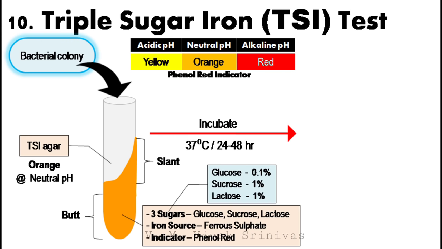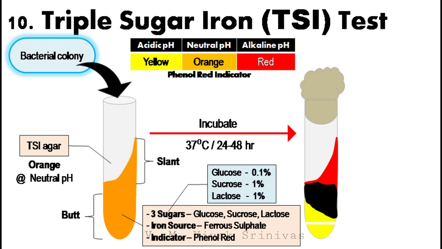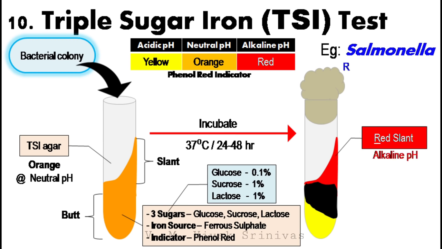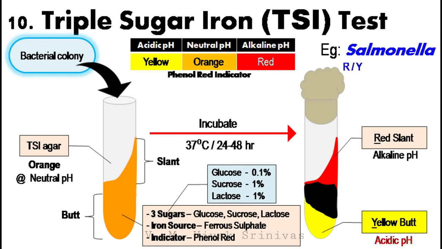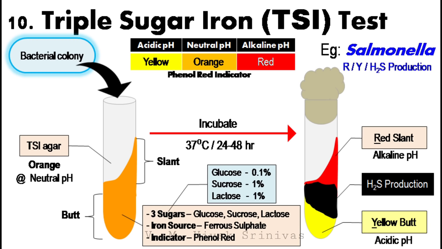Following incubation, the agar slant may turn to this type of reaction. This type of reaction is observed in Salmonella, that is, the red slant due to alkaline pH at the slant portion, and the yellow butt due to acidic pH at the butt portion. And we can also observe the presence of a black precipitate due to hydrogen sulfide production.